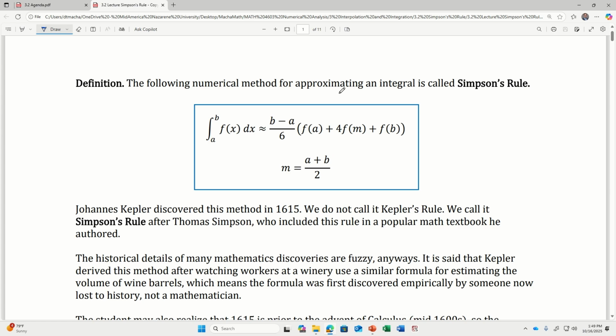Simpson's rule says if I've got an integral of a function f from a to b, I'm going to approximate this with this formula. It's b minus a divided by 6 times parentheses f of a plus 4 times f of m plus f of b. So a is the starting point of the integral interval, b is the end point or the upper bound of the integral, m is the midpoint.